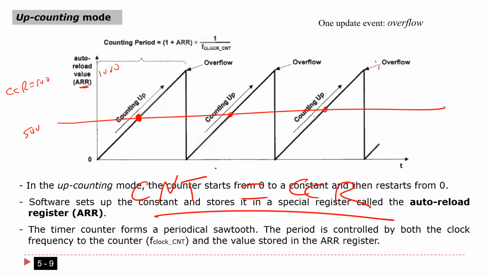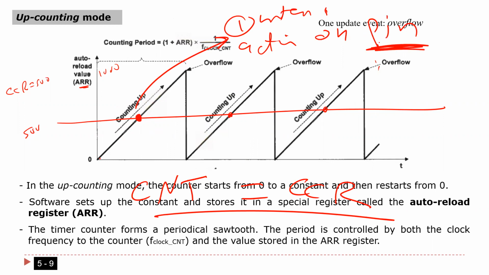Once CNT, the current count, is equal to CCR, again, CCR is just a register. You can write whatever you want to write, but I'm going to elaborate later. At this moment, two things are going to happen. What are the two things? Number one, an interrupt is triggered. Number two, action should be taken on the pin.